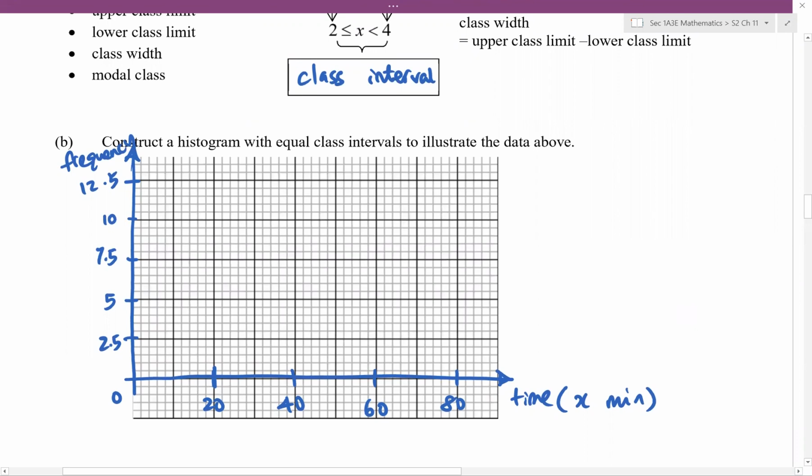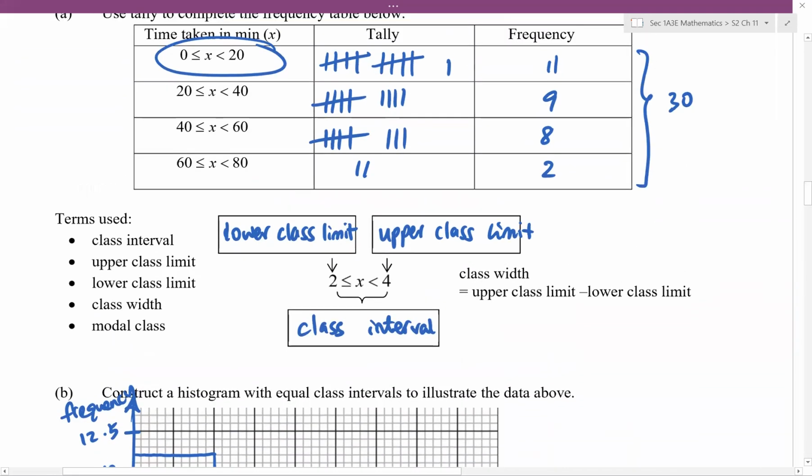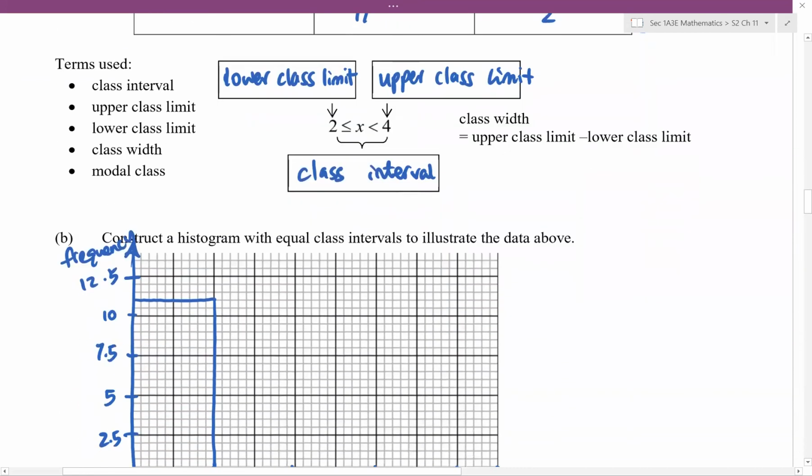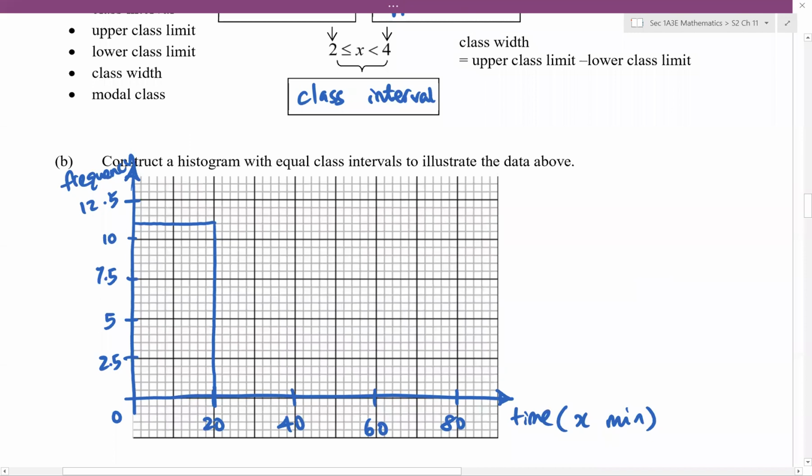So let's plot that out. This will be my 11. Okay, so draw with a ruler. This is my first bar. The second bar is for frequency of 9 from range 20 to 40. So from range 20 to 40 to reach 9, this is what we have.